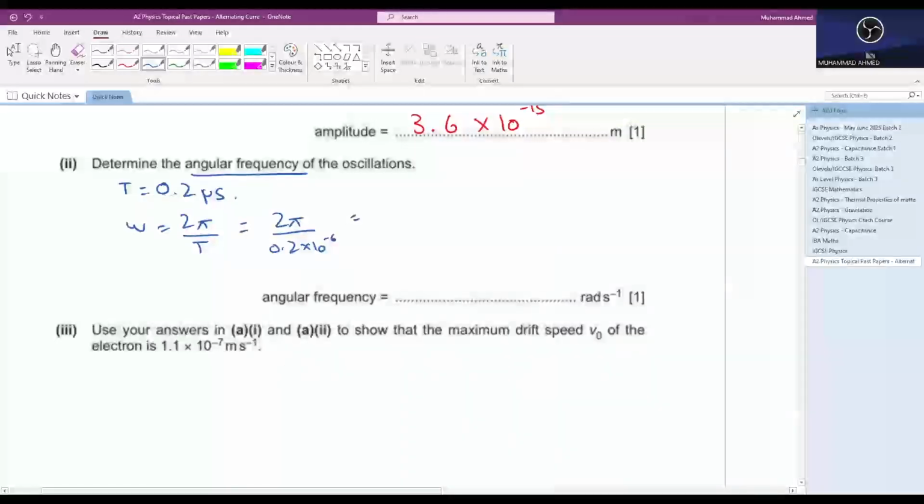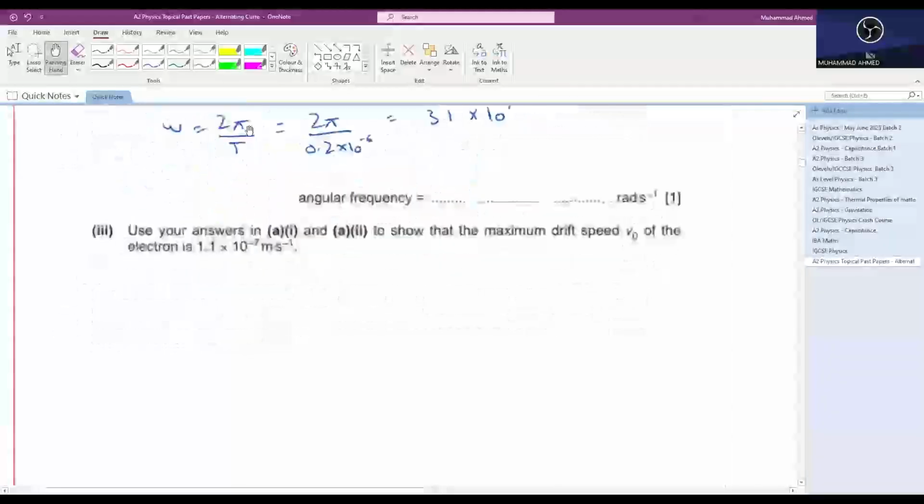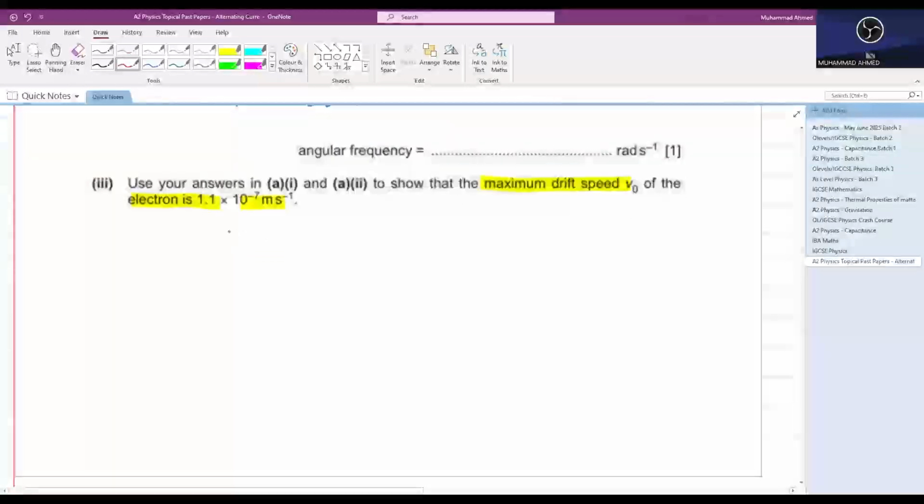What will your answer come out to be? Yes, 3.1 into 10 raised to the power of 7 radians per second. Okay. Use your answers from part AI and from AI2 to show that the maximum drift velocity of the electron is this. Okay. So this stems from the simple harmonic motion chapter. If you have to calculate the maximum velocity, what will you do? You will take the amplitude, multiply it with W.